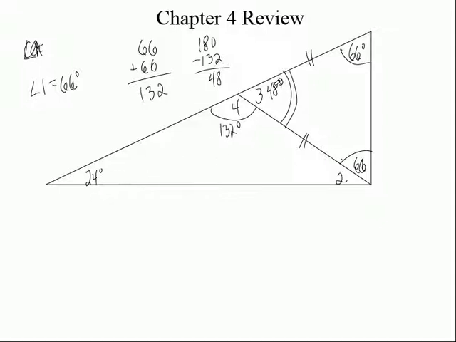So in one step, just one step, how could I find angle 2? You got it. 48 minus 24. So 48 minus 24, and that's 24. So guess what this is? That's 24 degrees, and there you go.